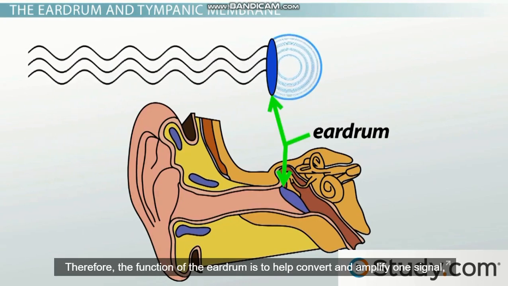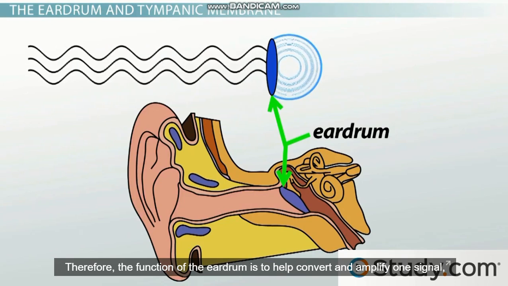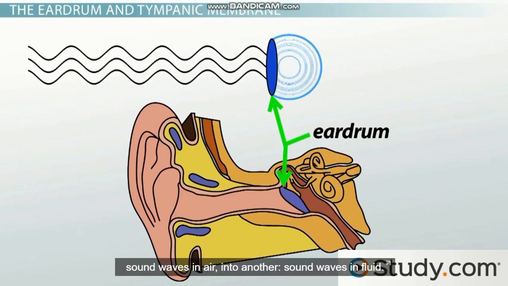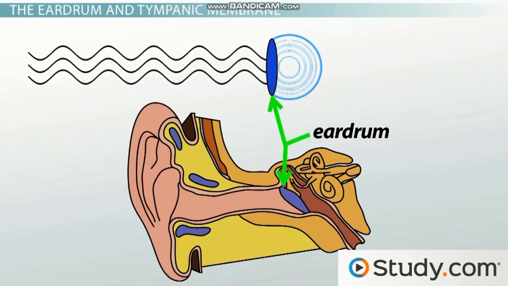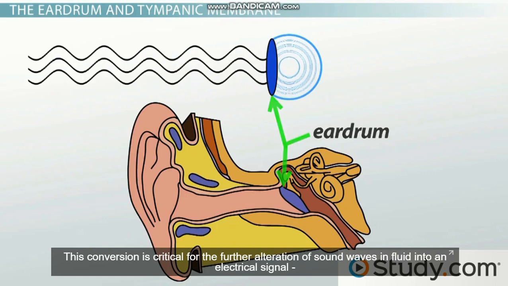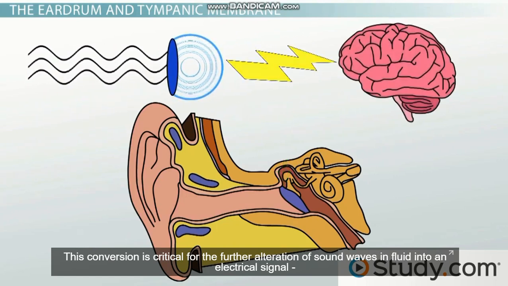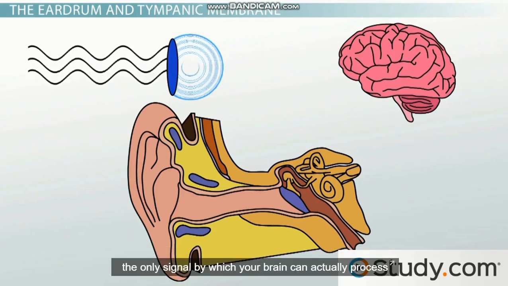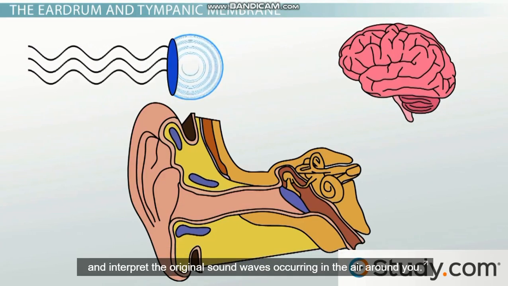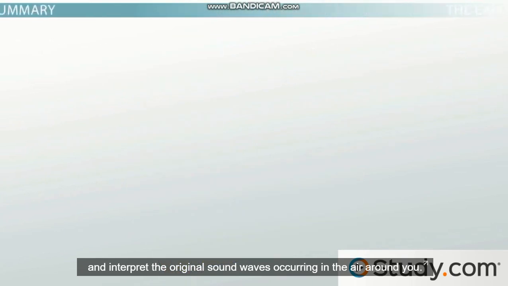Therefore, the function of the eardrum is to help convert and amplify one signal, sound waves in air, into another, sound waves in fluid. This conversion is critical for the further alteration of sound waves in fluid into an electrical signal, the only signal by which your brain can actually process and interpret the original sound waves occurring in the air around you.